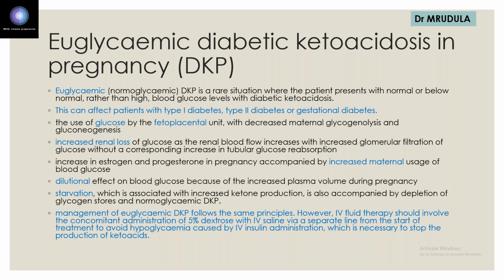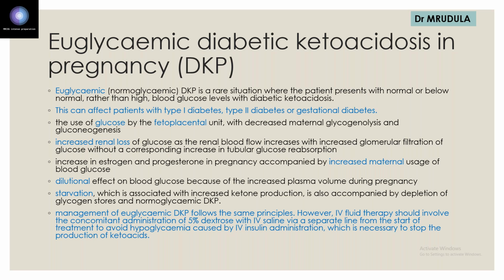Now, what is the management of this euglycemic diabetic ketoacidosis? It is the same principle as that of DKP. That means you are going to give insulin, you are going to give IV fluids, you are going to give potassium. So all the management remains the same.